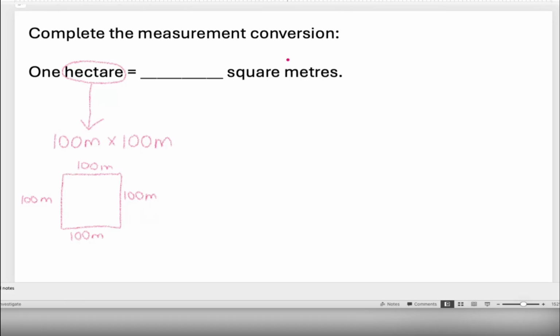All right, so we have to work out the area basically. So what is 100 times 100? That is equal to 10,000. So that means 1 hectare is equal to 10,000 square meters.